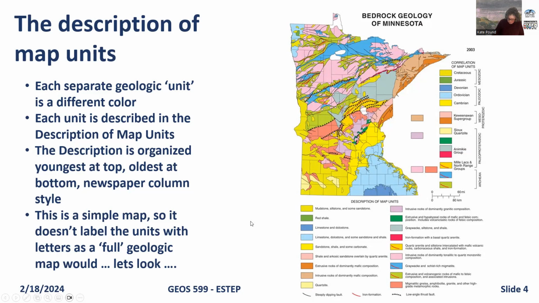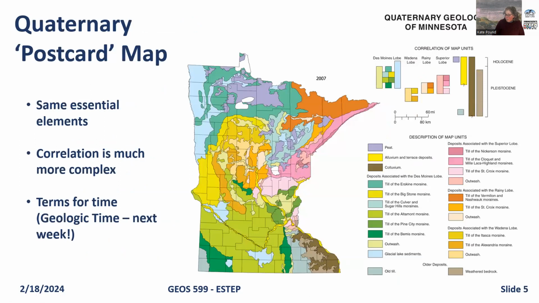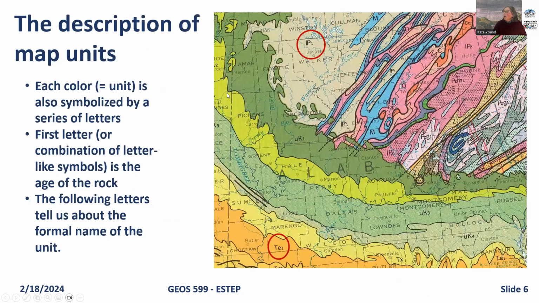So let's just take a look at, oops, hang on. All right, so here we are. This is a map for an area in Alabama. Good geologic map. There's a lot of information on here, but the two areas that I've highlighted with these red circles have some information, in this case, the orangey area, TE1.